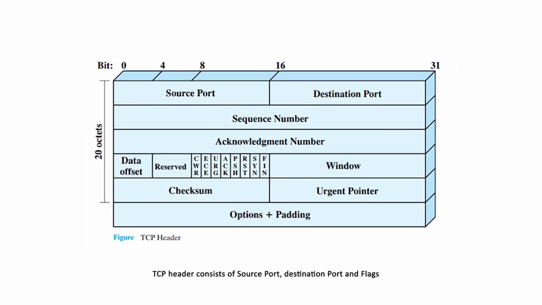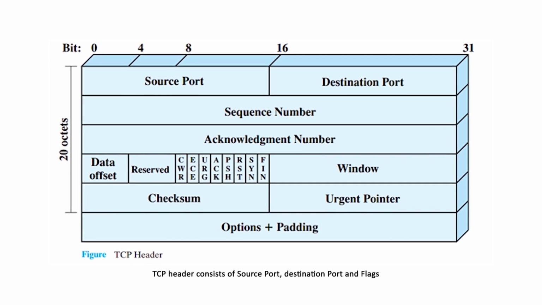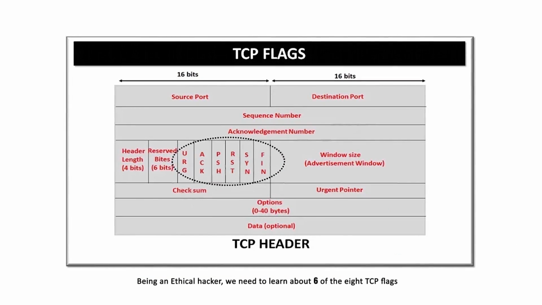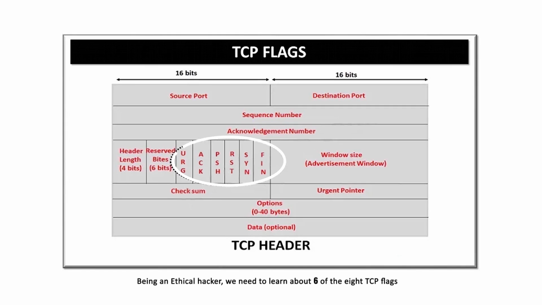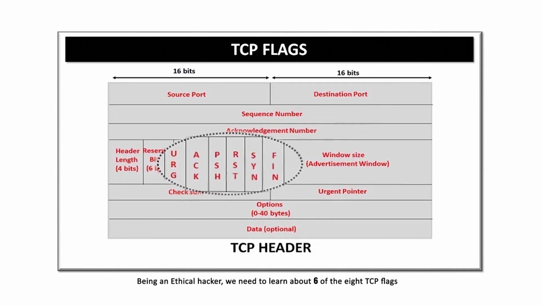Some of the important fields in the TCP header are source port, destination port, sequence number, and flags. Being an ethical hacker, we should know and learn about the top 6 TCP flags. Although there are 8, we are going to focus on the top 6 flags.